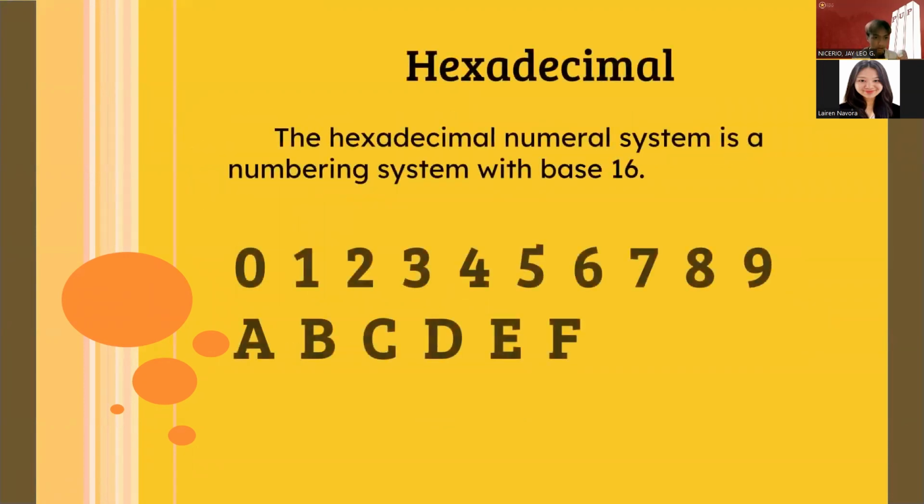The hexadecimal numeral system is a numbering system with base 16. We have 0, 1, 2, 3, 4, 5, 6, 7, 8, and 9. And we're not going to write 10. Instead, we're going to write A, B, C, D, E, F. So the value of A is 10, 11 is B, 12 is C, and so on.